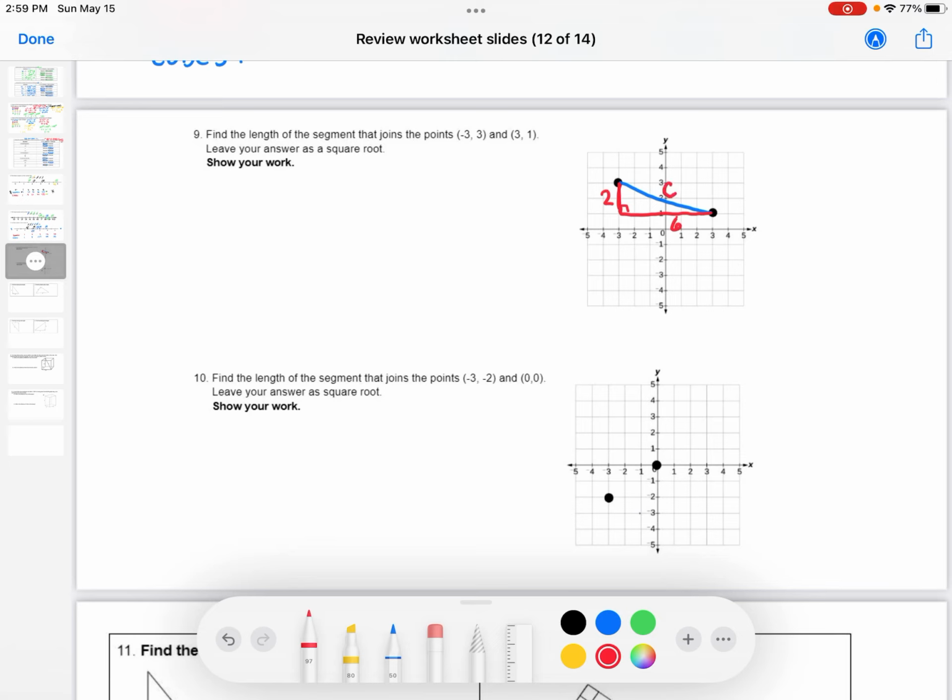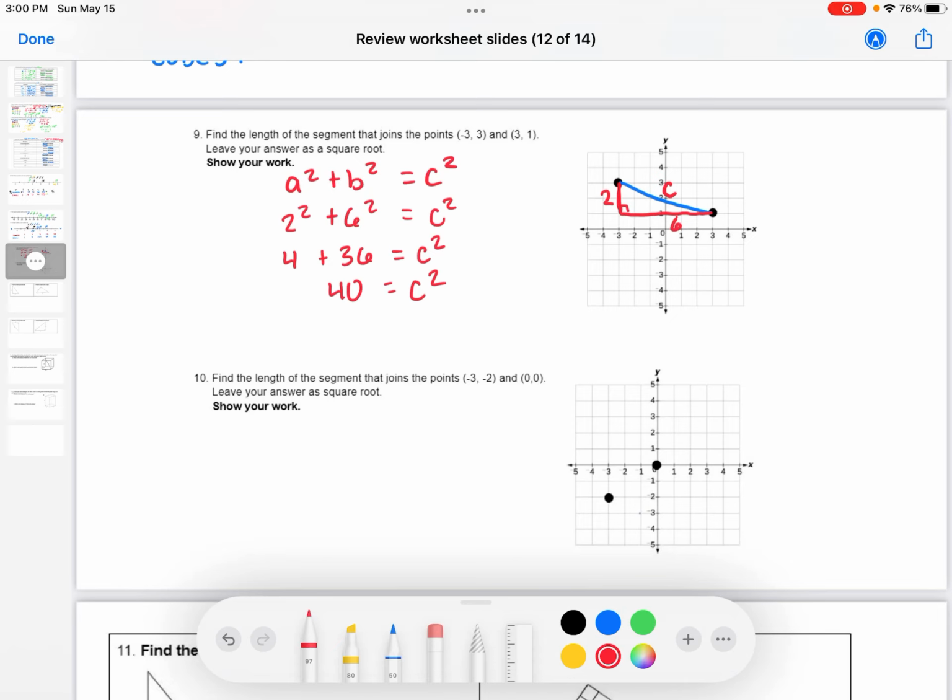Remember, this side up here is our c, and that's what we're trying to find. So we're going to use Pythagorean's theorem, a squared plus b squared equals c squared. I'm going to plug my numbers in. So I have 2 squared plus 6 squared equals c squared. 2 squared is 4. 6 squared is 36, equals c squared. 4 plus 36 is 40, equals c squared.